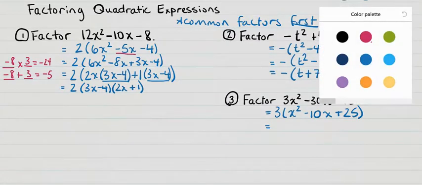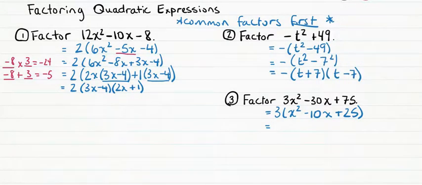So to factor a simple trinomial, I want two numbers that will multiply to give me 25. And the same two numbers have to add to give me negative 10. Okay, so in this case, those numbers are negative 5 times negative 5 will multiply to positive 25. And negative 5 plus negative 5 equals negative 10.